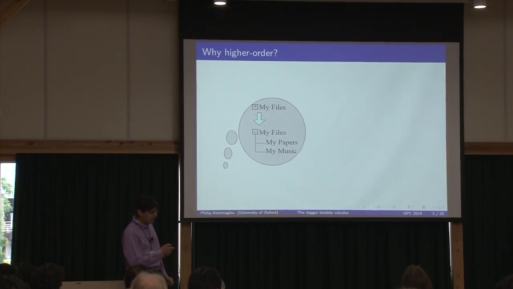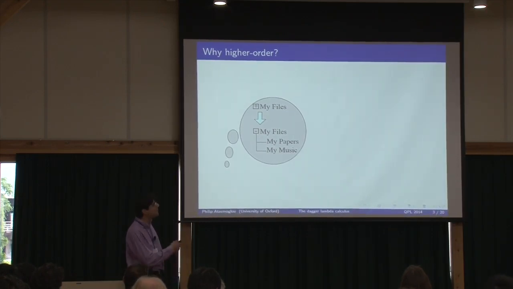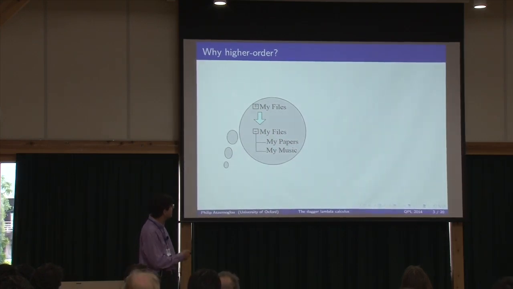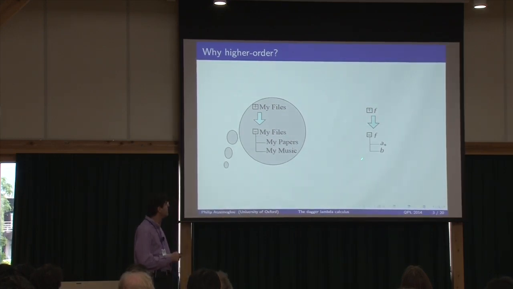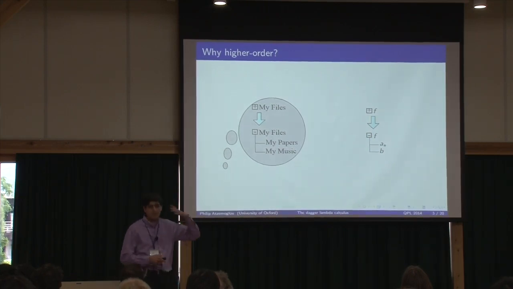So going extremely non-technical now, when you're browsing through your files on your machine, you might have a folder called My Files, and this is a typical user interface thing, and you might click on the little plus, and it expands into My Papers, for example, and My Music. Similarly, you could have a wire which corresponds to a function f, but really this should be expandable into an input A and an output B for the function. So that's just purely intuitive.